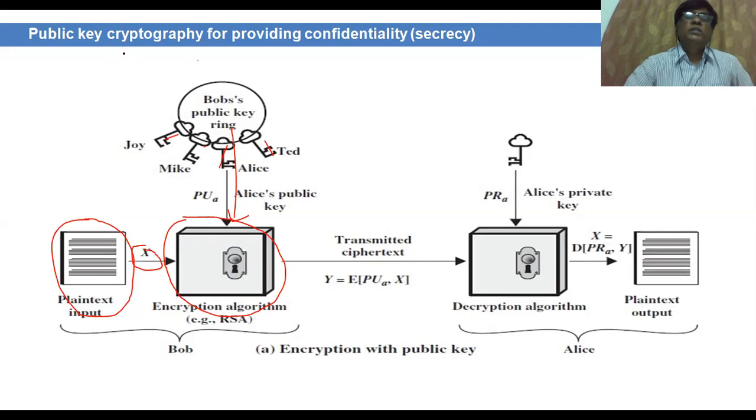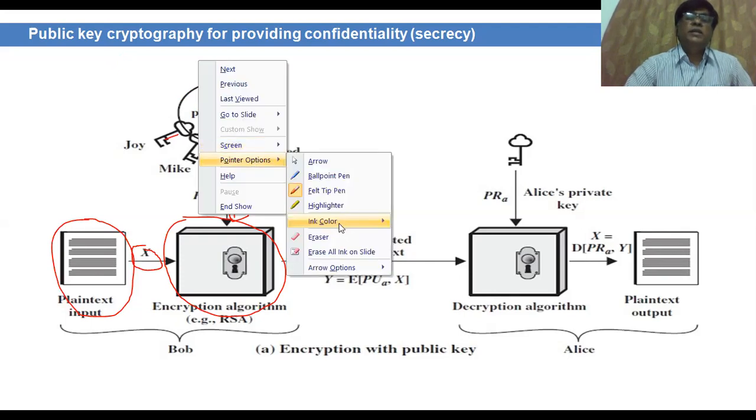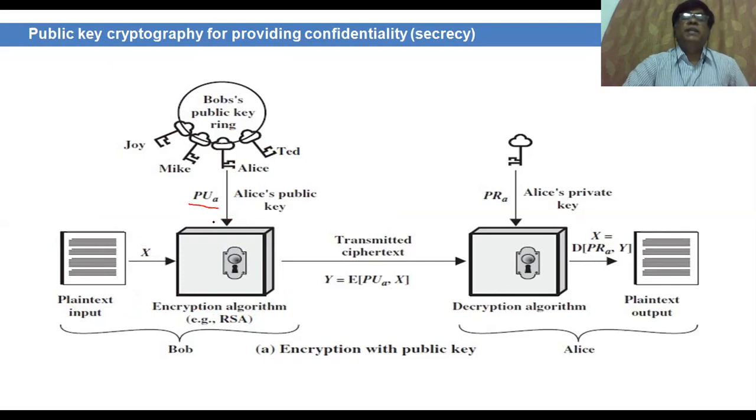Assume Alice's public key is PUA. PU means public key, and PUA means the public key of Alice. X is the plain text, E is the encryption algorithm, and PU is the public key. After encrypting, a ciphertext is created that is sent through this channel. Assume the ciphertext is called Y, where X is the plain text and Y is the ciphertext.